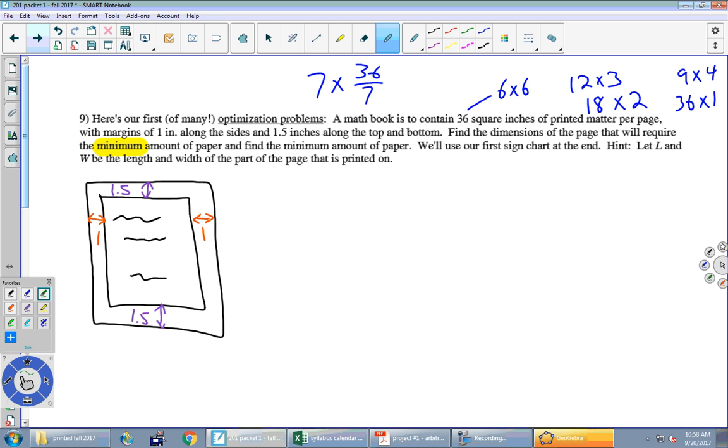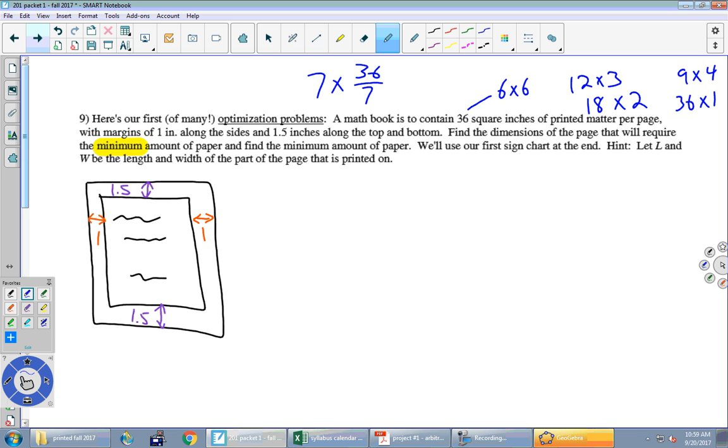If there's no margins, these are all tied for first place, tied for last place. It makes no difference. You're using 36 inches of paper, however you slice it in terms of length and the width. But having these margins fixed throws everything off and makes it so that actually there is going to be a winner, a smallest piece of paper altogether.